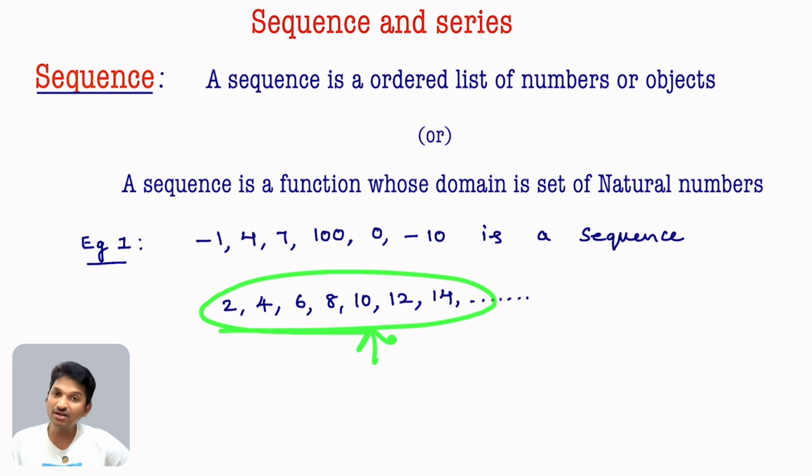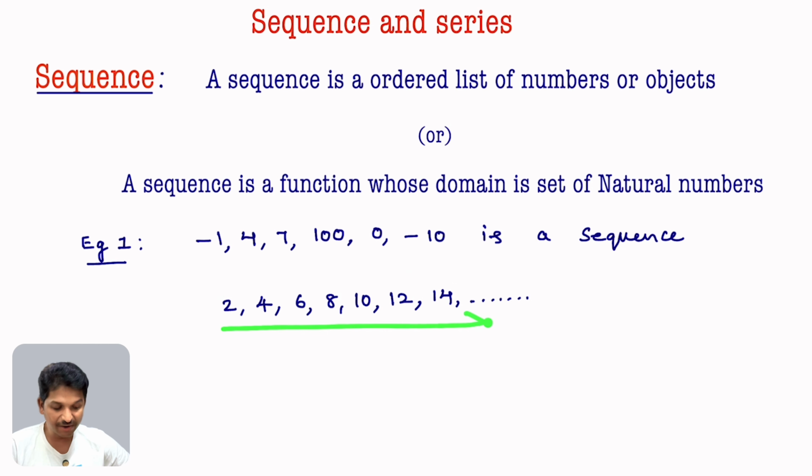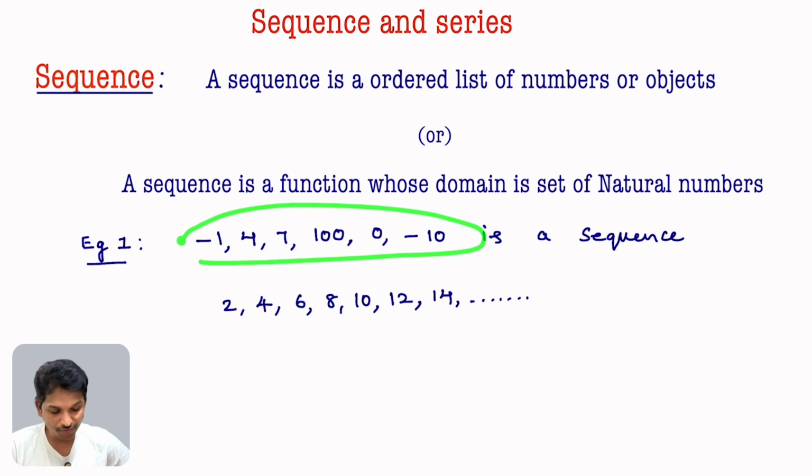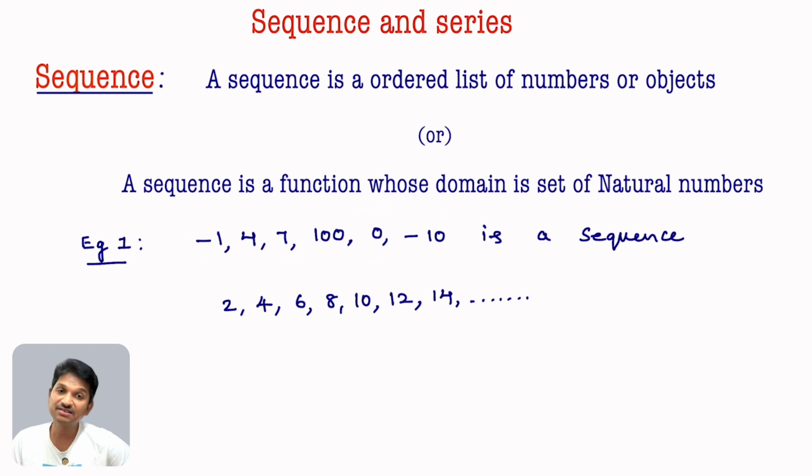But it is not necessary that only if numbers follow a certain pattern will we call it a sequence. That is wrong. This is a sequence, no doubt in that. This is also a sequence. It is not necessary that the numbers must follow a certain pattern. You see here, these are not following a certain pattern. Still, we will call it a sequence.